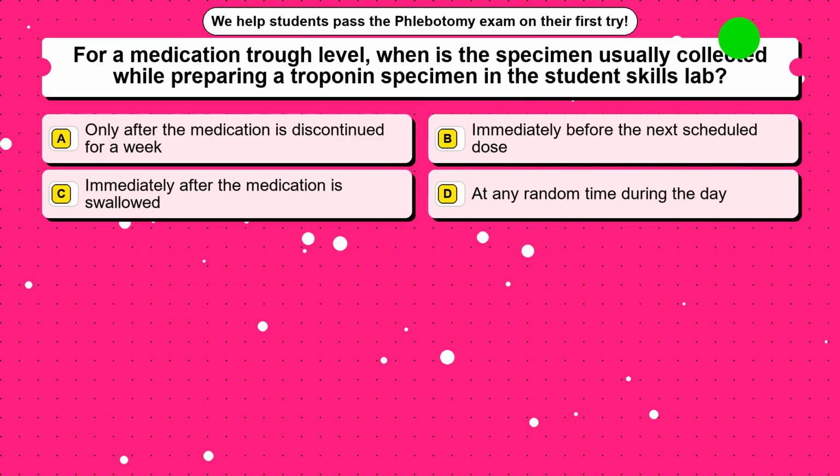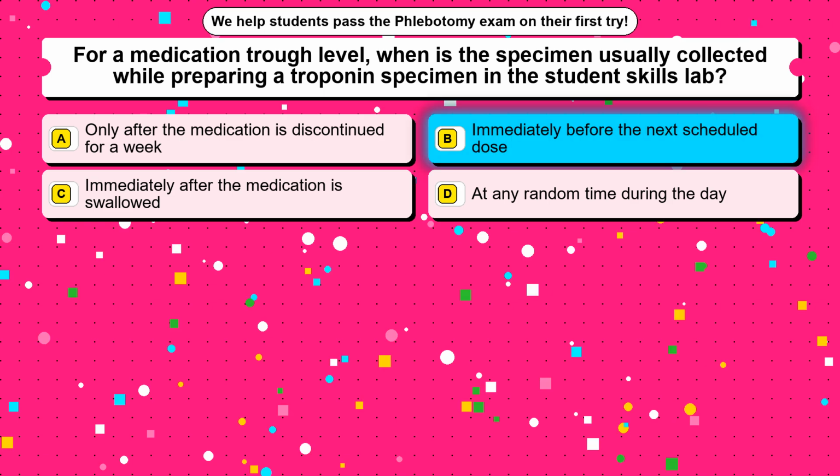Question 58. For a medication trough level, when is the specimen usually collected while preparing a troponin specimen in the student skills lab? Option A. Only after the medication is discontinued for a week. Option B, immediately before the next scheduled dose. Option C, immediately after the medication is swallowed. Option D. At any random time during the day.